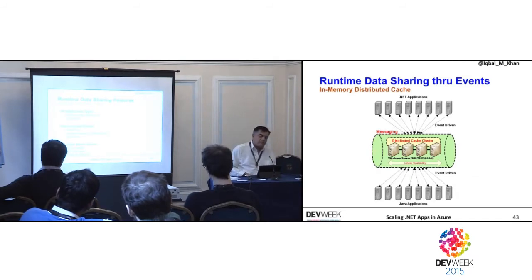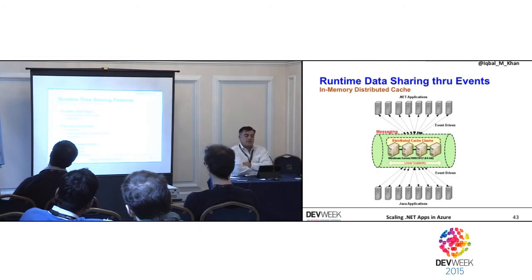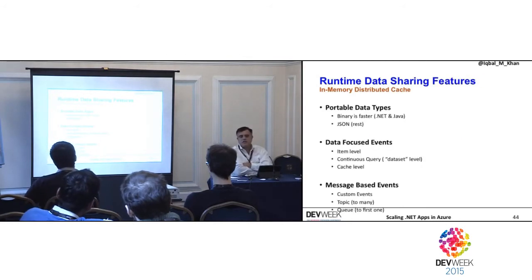So some of the things that an in-memory distributed cache provides for runtime data sharing is portable data types, because anytime you're sharing data, most likely you will have .NET and Java both, or maybe even other languages. So it should either be binary if it's .NET and Java only, because that's faster than JSON, or JSON if you have more than .NET and Java. So if you store data in that format, then you can share it with other language programs. Then there are some data-focused events, which, as I mentioned, the message queues don't provide.